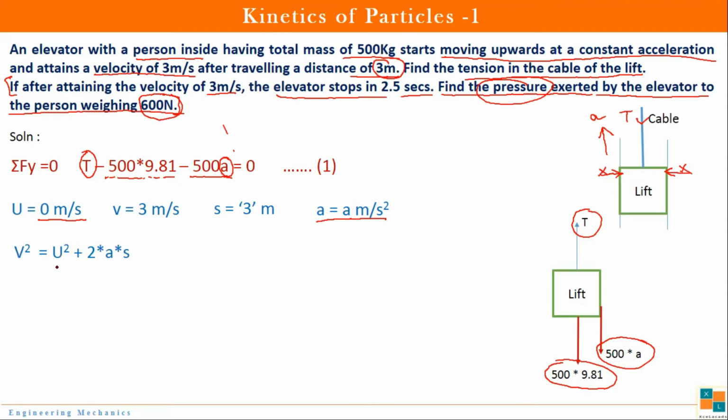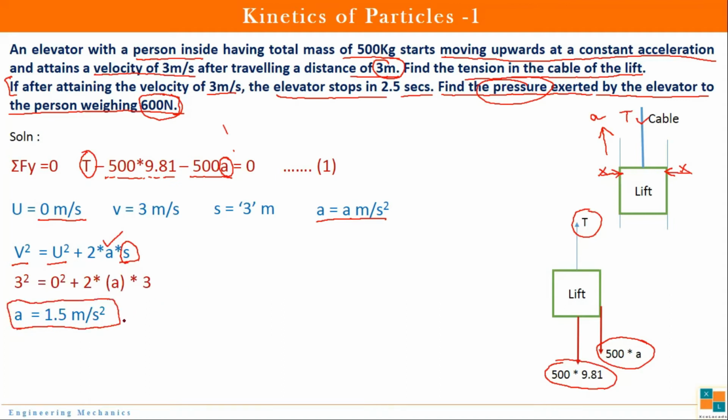V square is equal to u square plus 2as, in which v is known to me, u is known to me, s is known to me as 3 meters. I will get the answer for a. Substituting the values, I will get the answer for a as 1.5 meter per second square.